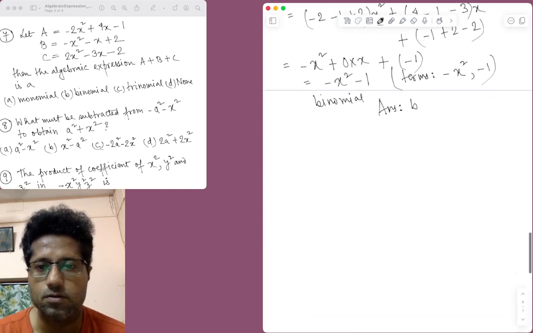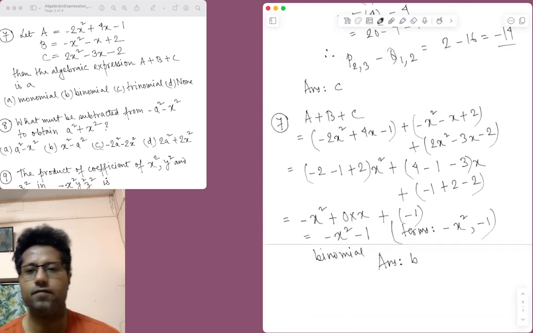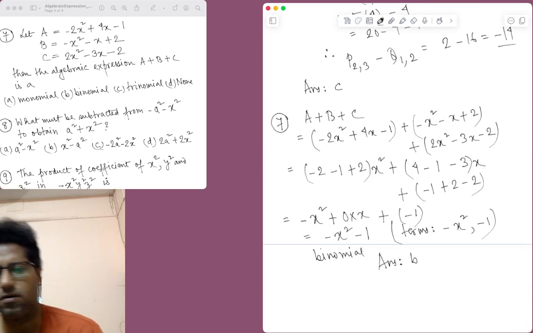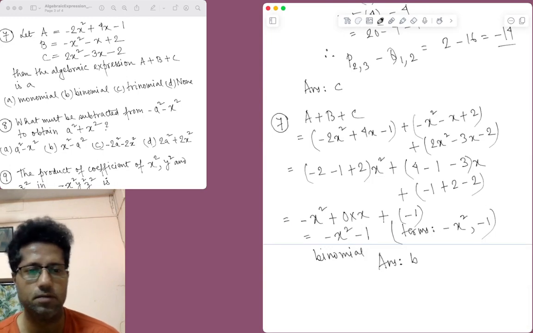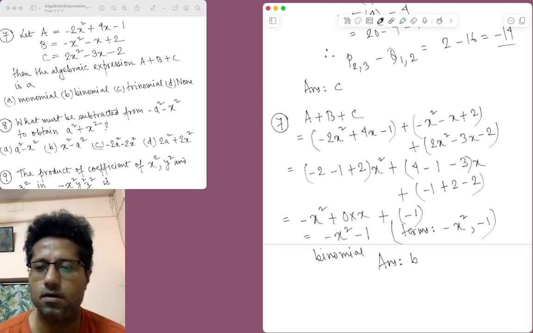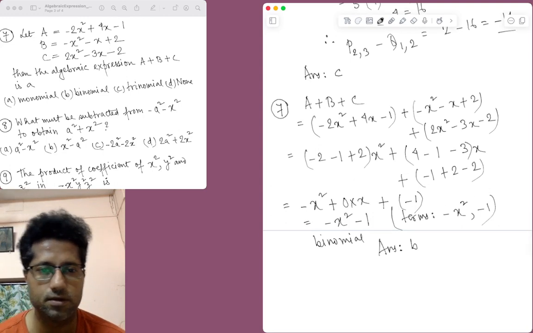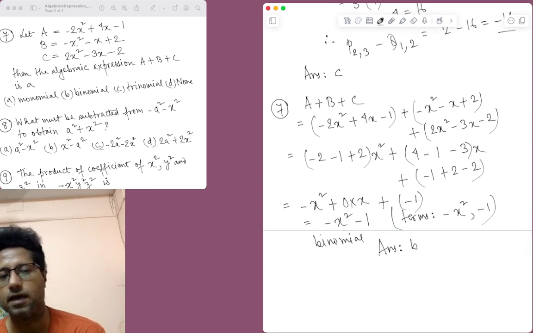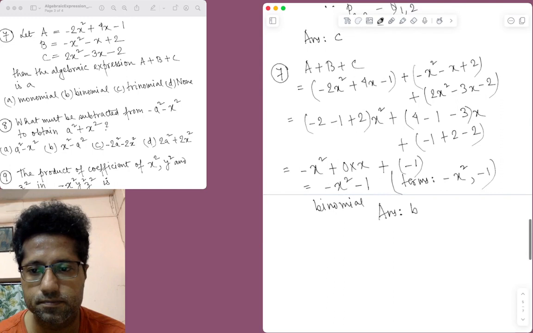Okay. So, this question was based on addition of algebraic expressions and the basic definition of binomial, monomial, trinomial algebraic expressions. These are binomial, trinomial, monomial. These are types of algebraic expressions.